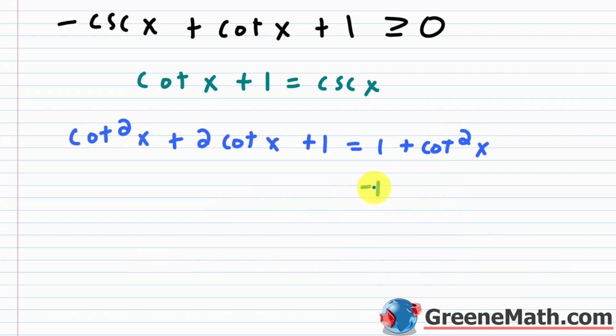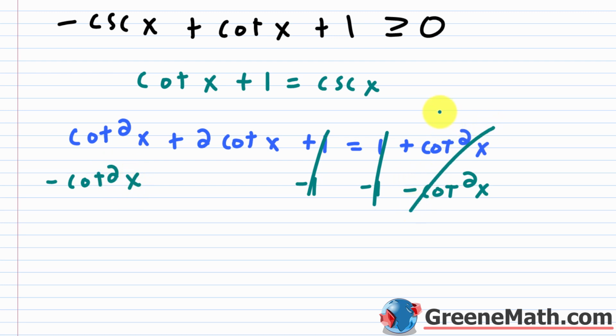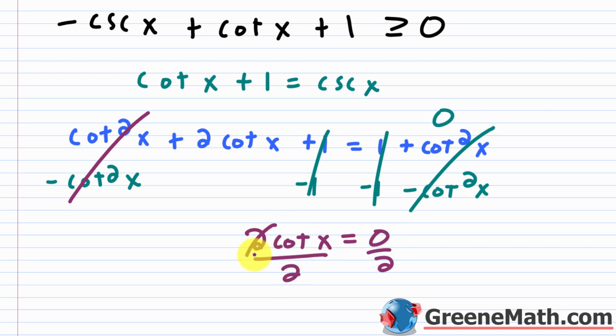And essentially, I'm going to subtract 1 away from each side, so that's going to cancel and that's going to cancel. And I'm going to subtract cotangent squared x away from each side of the equation. So that's going to cancel. The right side is 0, and so this is going to cancel. You get 2 cotangent of x is equal to 0. Divide both sides by 2. This cancels, and you're going to get cotangent of x is equal to 0.